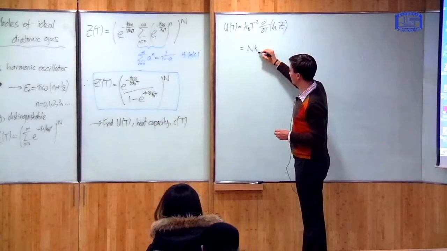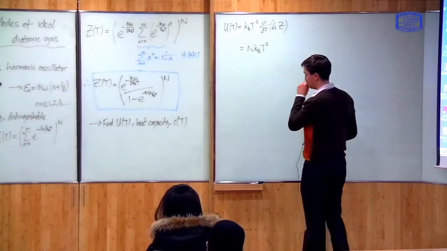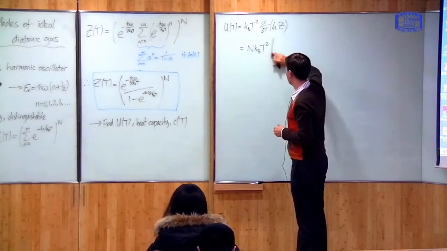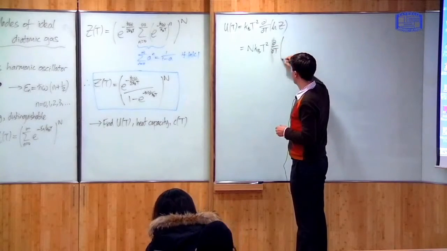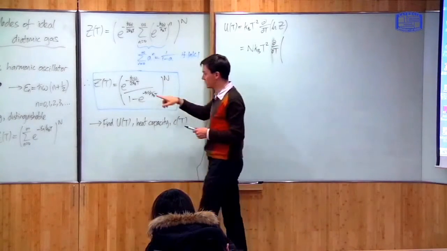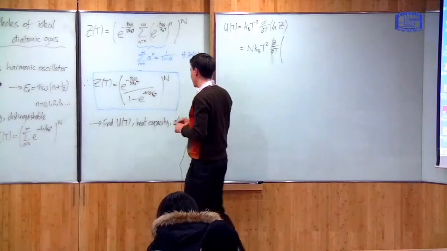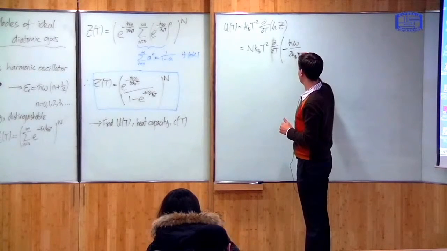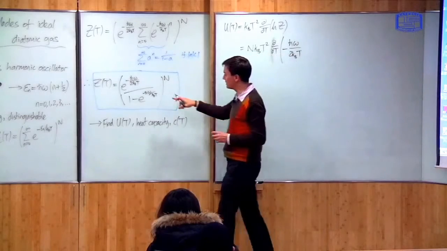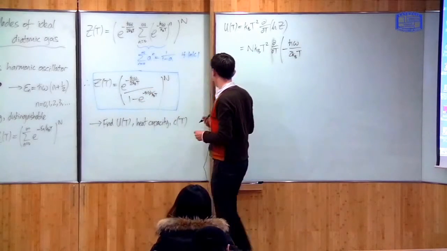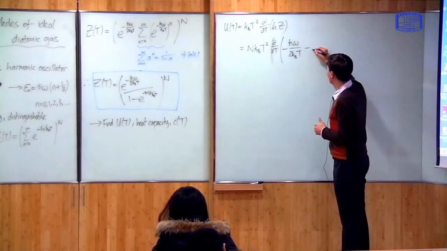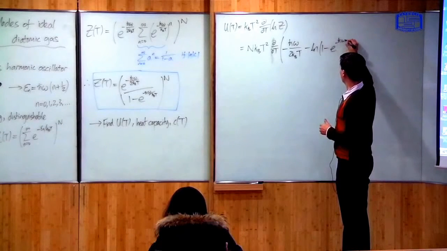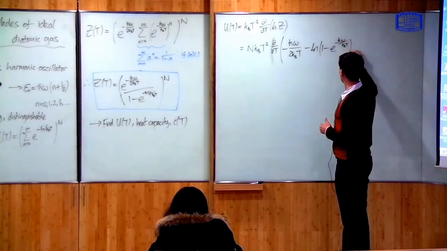So I can bring down the factor of N, d by dT of. So this first term, log of exponential, is just inverse functions, right? So the first term just gives me minus h bar omega over 2 kBT. And then I've got log of 1 over something. Log of 1 over something is minus log of the same thing. So this is minus log of 1 minus e to the minus h bar omega over kBT.